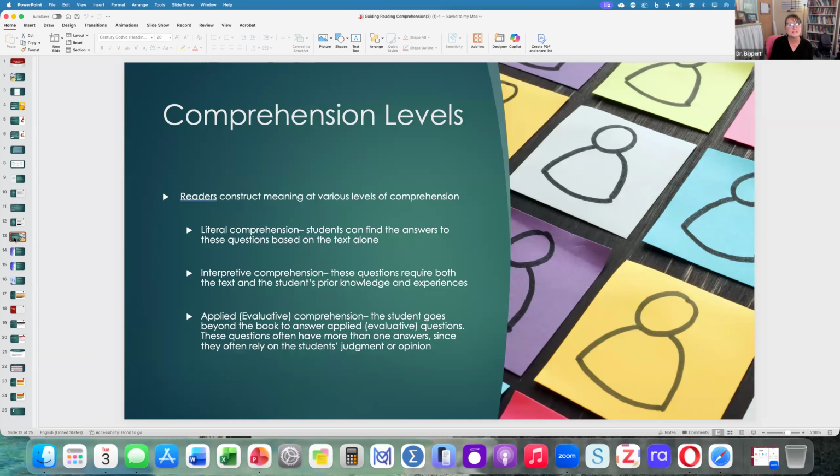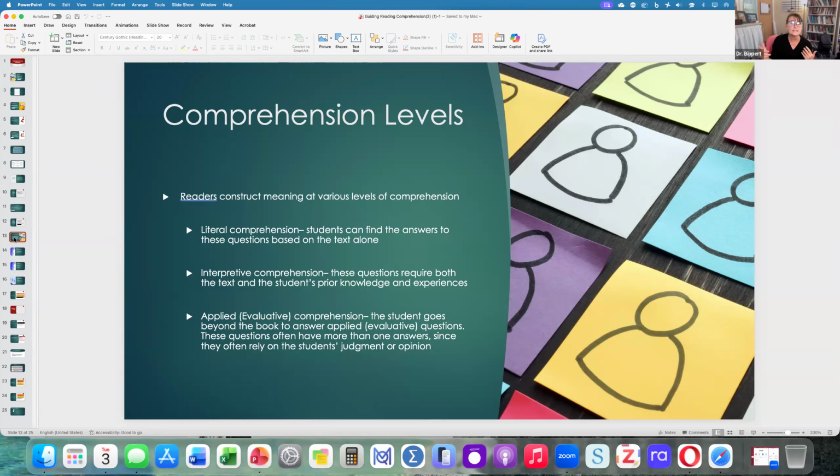Okay, now this next section is about comprehension levels before I get to the next strategy. Comprehension levels, that's not a strategy, but there are different comprehension levels that we need to consider. And when we start talking more about Bloom's taxonomy coming up, this leads straight to it. So there's literal comprehension, there's interpretive comprehension, and then there's applied or evaluative comprehension, okay?